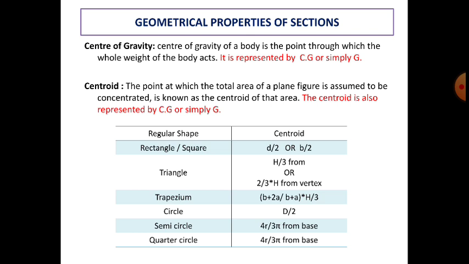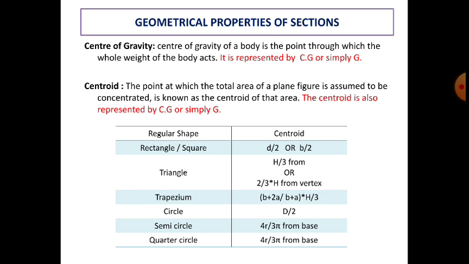The next is centroid, the point at which the total area of the plane figure is assumed to be concentrated. This is known as the centroid of that area, and the centroid is also represented by Cg or G. The center of gravity and centroid lie at the same point of that plane, object or body. It might be an object, a body or a plane lamina, but the center of gravity and the centroid lie exactly at the same point.